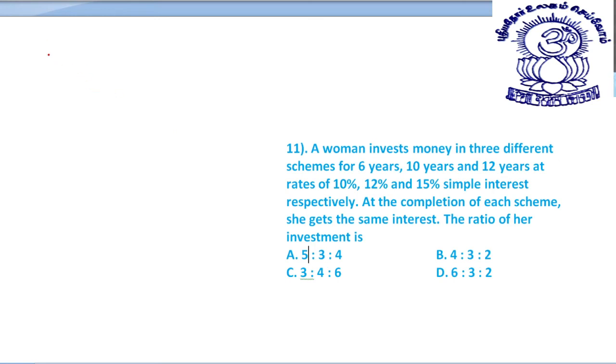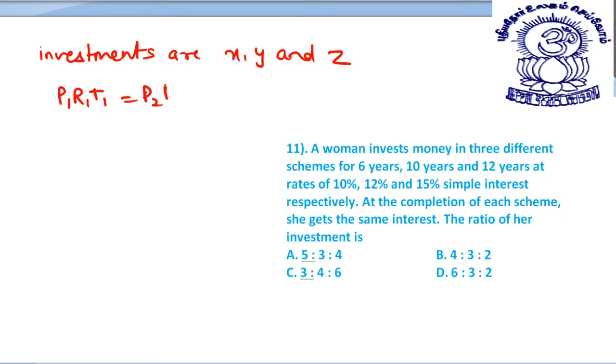A woman invests money in three different schemes for 6 years, 10 years, and 12 years at rates of 10%, 12%, and 15% respectively. At the completion of each scheme, she gets the same amount. The ratio of her investment is, let's say, her investments are X, Y, and Z. On the first scheme, what are we doing? P1 R1 T1 is equal to P2 R2 T2 is equal to P3 R3 T3.